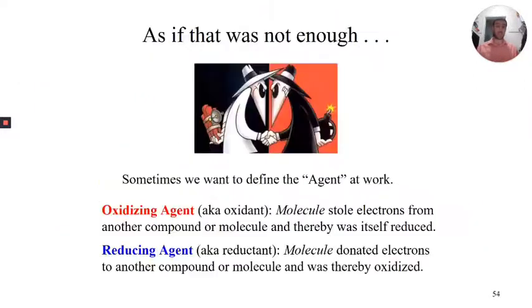Which then gets us to the last big conceptual aspect behind this, which is agents. These agents are now referencing not an atom that was oxidized or reduced, but the thing that contained the atom that was oxidized or reduced, and really how it acted.